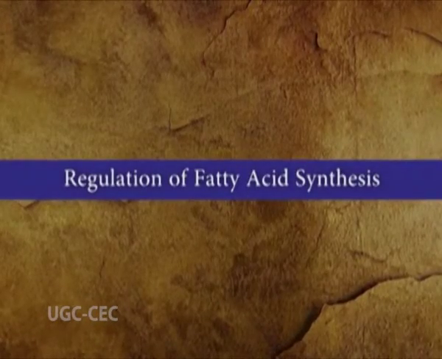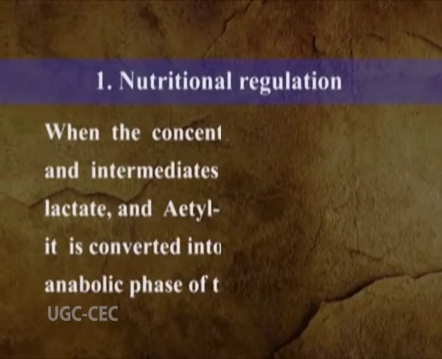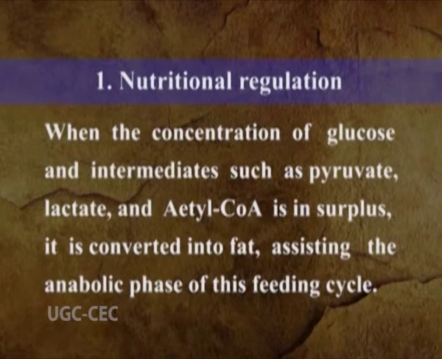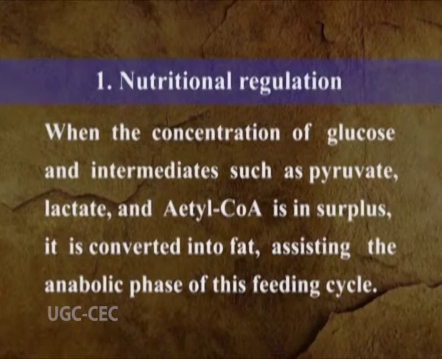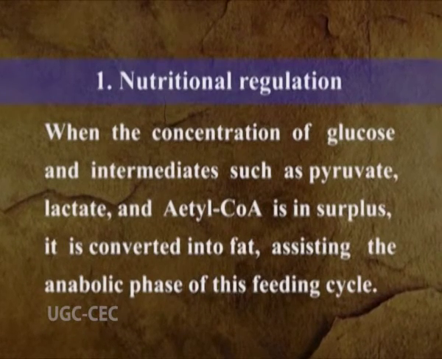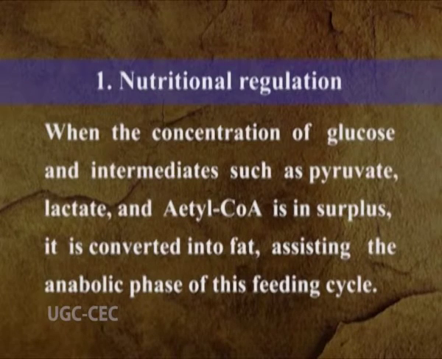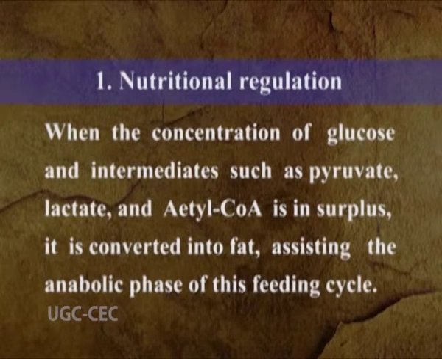Now, let's come to the regulation of fatty acid synthesis. Regulation of fatty acid synthesis can be discussed under 3 levels. First one, nutritional regulation. In many animals, the excess carbohydrate in the body is stored as fat to provide energy at the time of need. In this process, when the concentration of glucose and intermediates such as pyruvate, lactate, and acetyl-CoA is in surplus, it is converted into fat, assisting the anabolic phase of this feeding cycle.